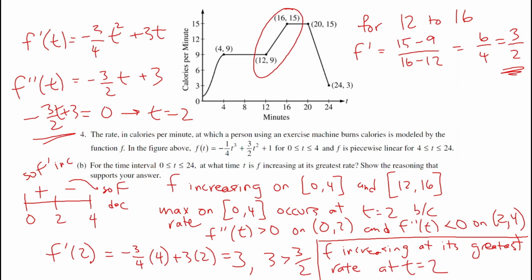One point was for finding the value of f prime here on 0 to 4. So 1 point there for just getting f prime. 1 point for showing that f prime had a max at t equals 2. 1 point for showing that the value of f prime on 12 to 16 here was less than our value, so really saying 3 is greater than 3/2, and 1 point for the answer that it must have been t equals 2.